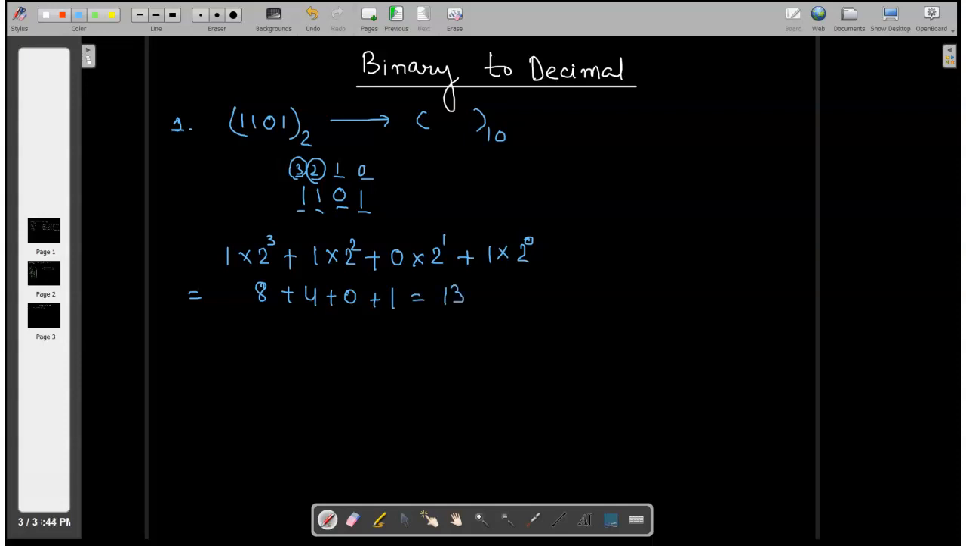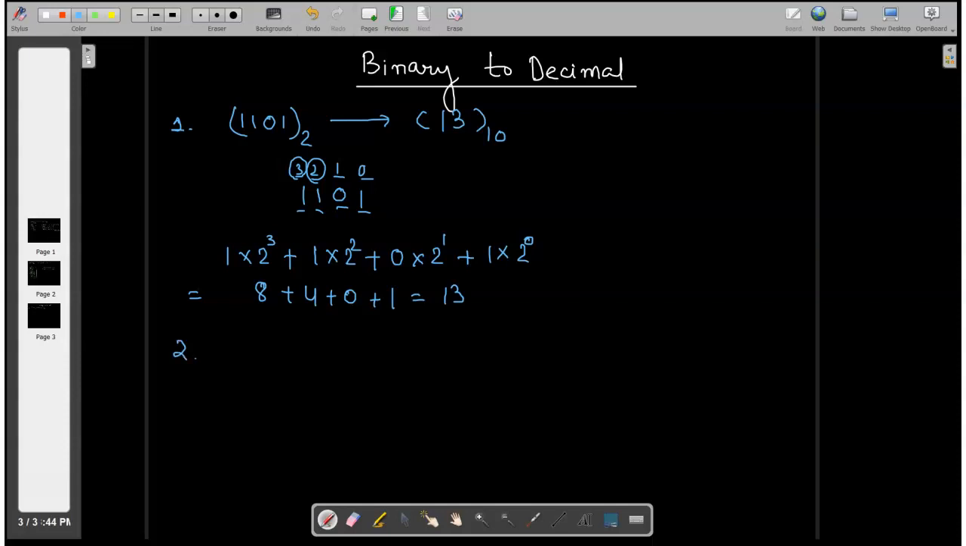So the answer is 30. So 1101 is a binary number and its decimal equivalent is 30. Is it clear to all of you? Let us do another one so that you get a clearer picture of it.